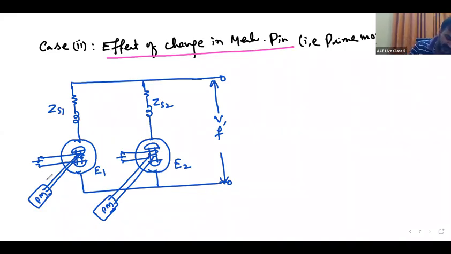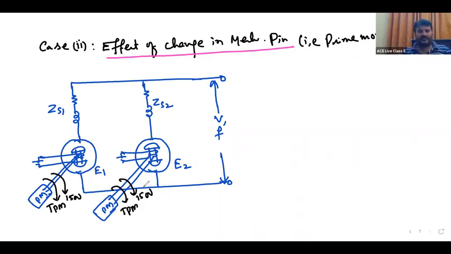If two machines are given, this is prime mover torque in this direction, and say this is omega. It is rotating at some speed, say 1500 RPM. This is also omega TPM. If it is a 4-pole machine, its frequency is 50 hertz. Just for example, I am taking 1500 RPM. You can take any speed.